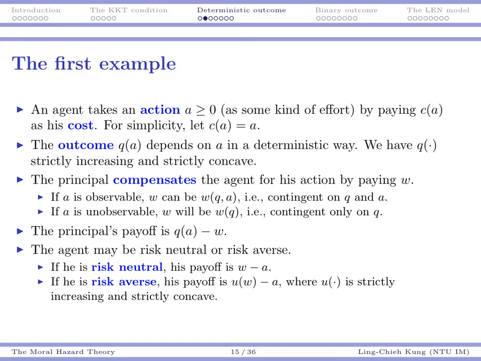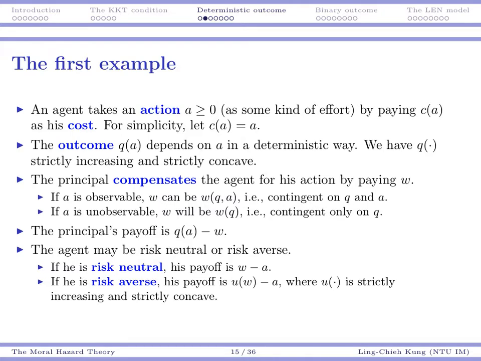So that means as long as we know what's the value of A, we know how much we can get as the outcome. Q is assumed to be strictly increasing and strictly concave, because when you put more and more efforts, the marginal benefit of those efforts would be decreasing. And then the principal needs to somehow design a compensation plan to compensate the agent for the cost. So let's call the compensation plan W.